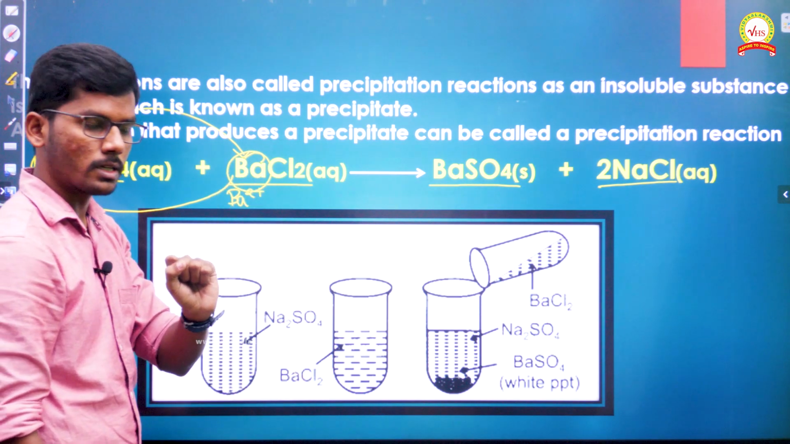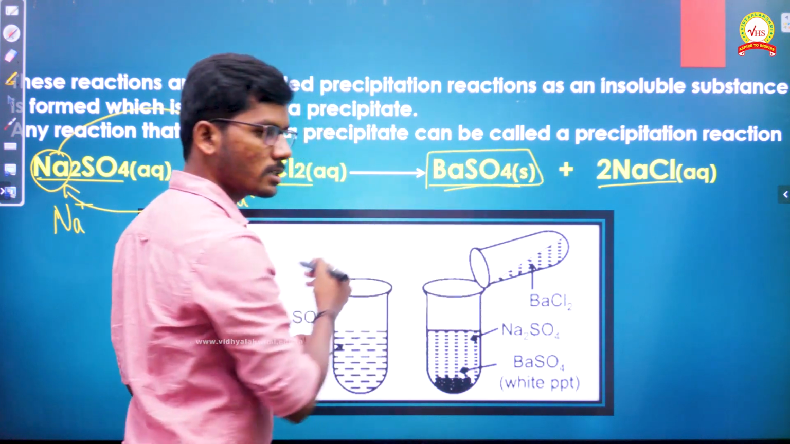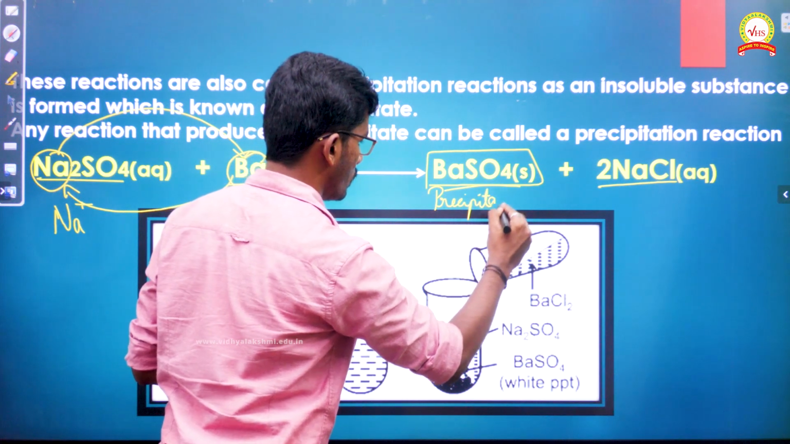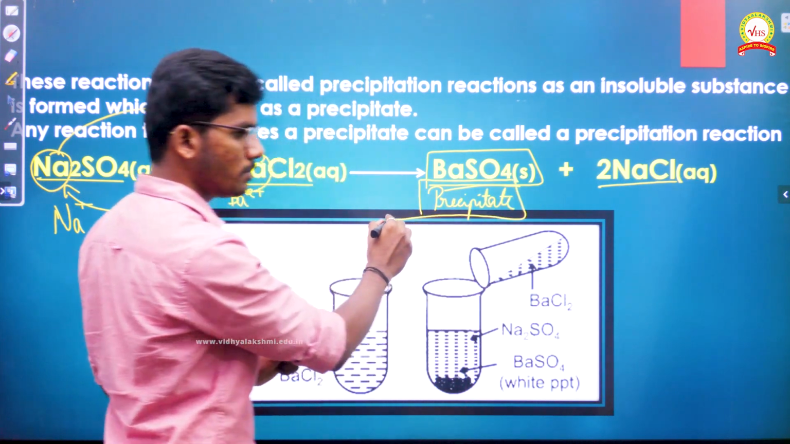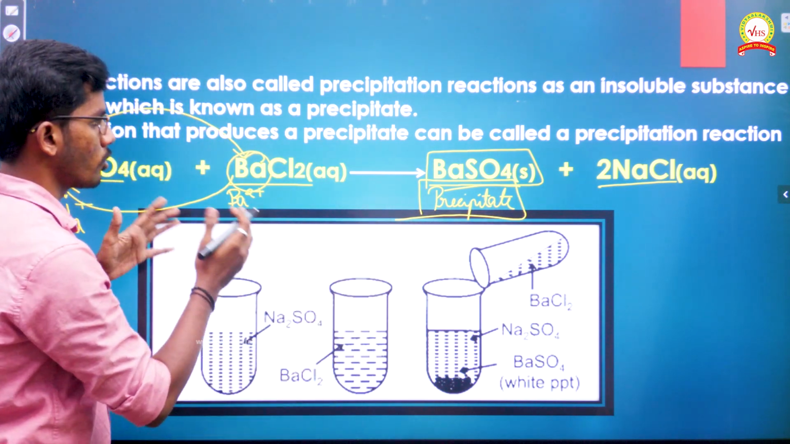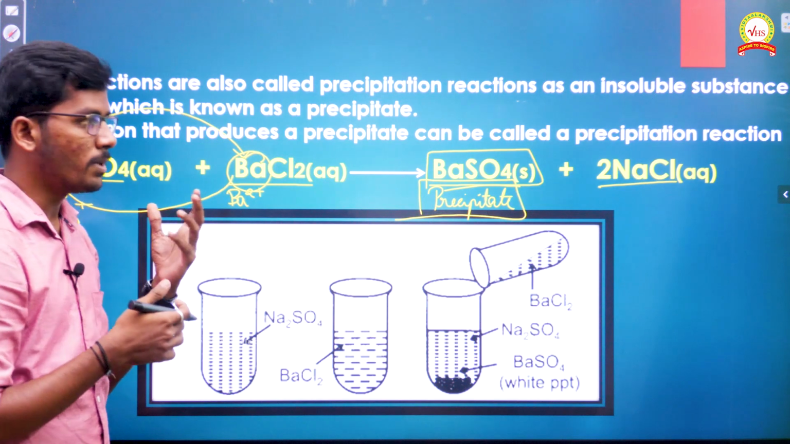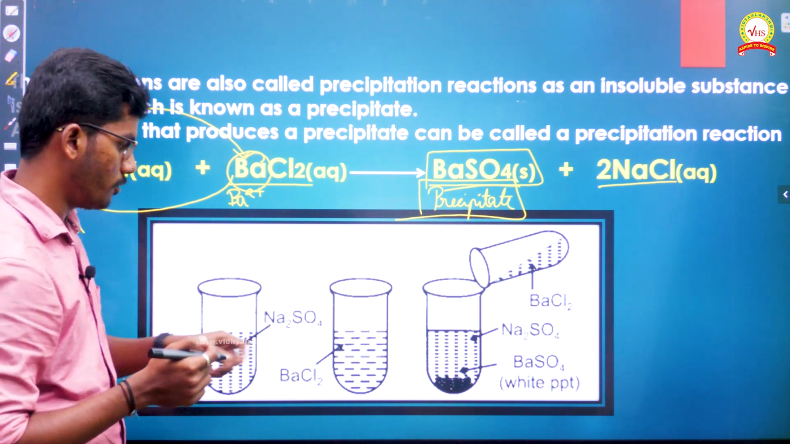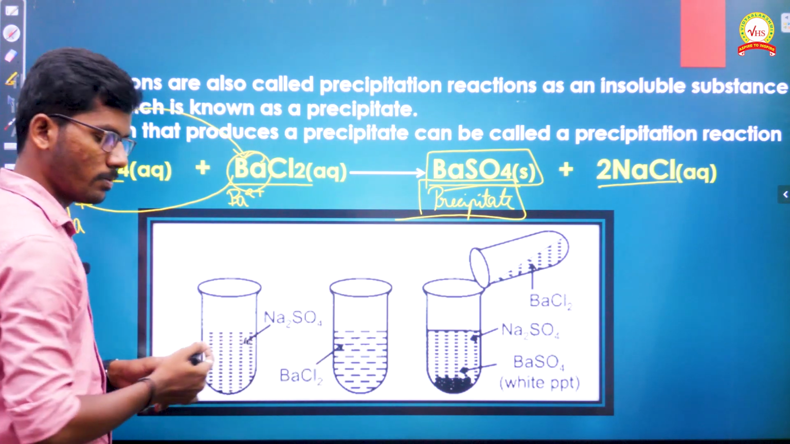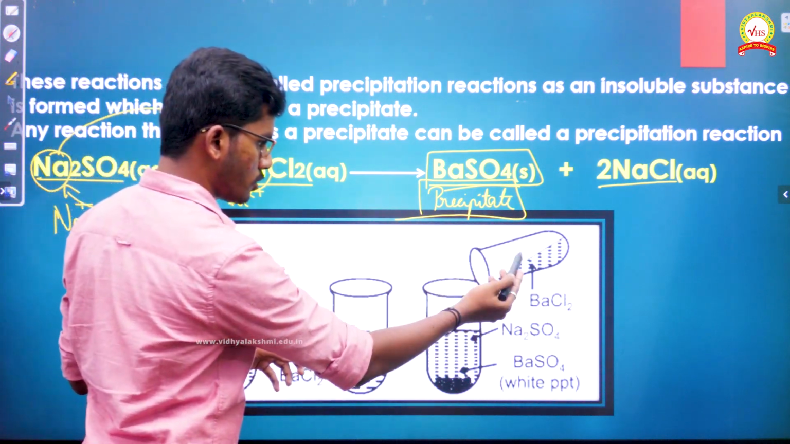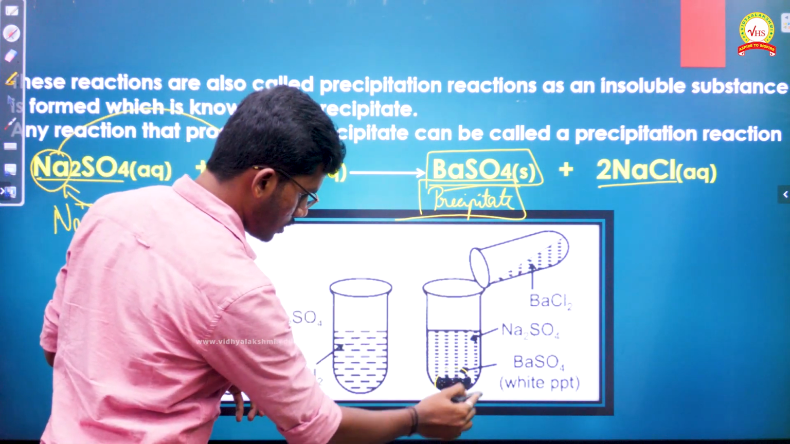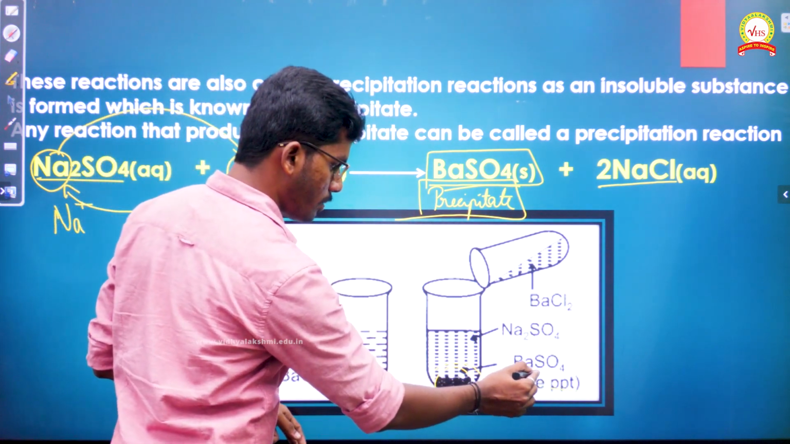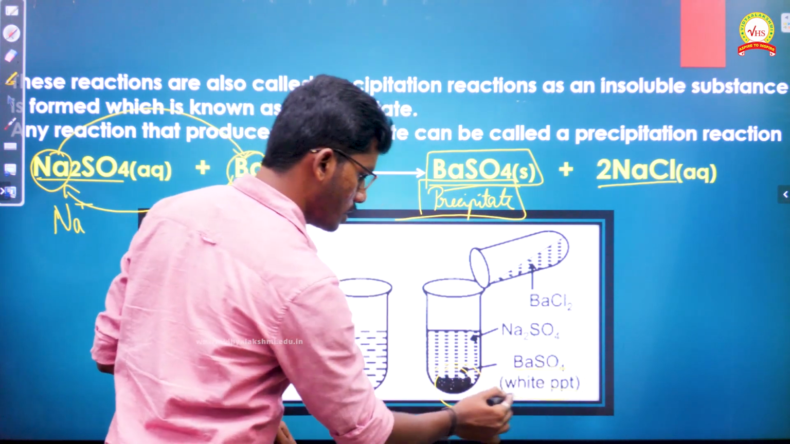And there is a point to be noted here: this barium sulfate which is formed in this reaction is formed as a precipitate. So we have to know what a precipitate is, right? A precipitate is nothing but when two solutions are mixed together, there is a formation of an insoluble solid substance in that reaction, and that is what we call a precipitate. If you see here, sodium sulfate is reacting with barium chloride, these two solutions are mixed together and you can spot an insoluble substance here, and that substance is called a precipitate. Here the barium sulfate is formed as a white colored precipitate.